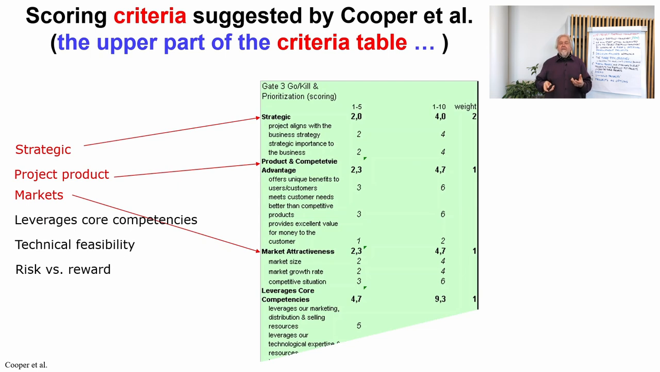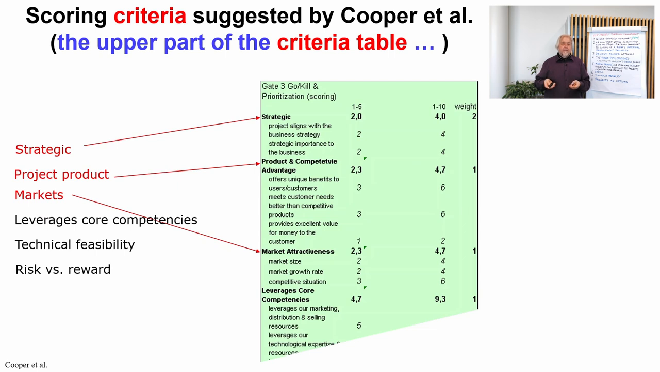And these first three, which are marked with red color, are now illustrated as this kind of a table or upper part of the criteria table on the right of this picture. And this particular literature source where we have taken this from also suggests using weights.